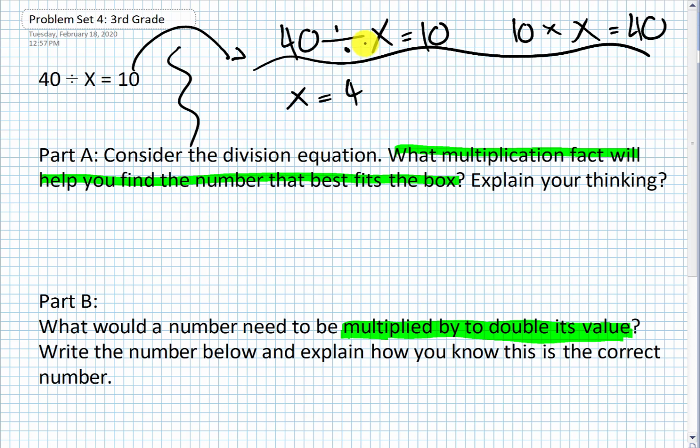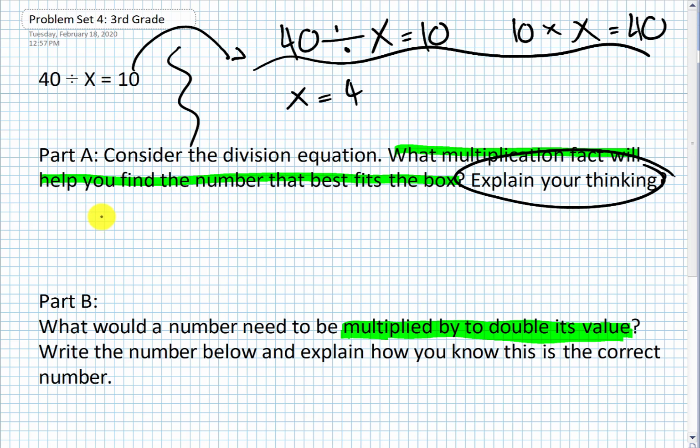And we can double check our answer to see if it makes sense. 40 divided by 4 does indeed equal 10. 10 times 4 does indeed equal 40. And when we're asked to explain our thinking, we can explain our thinking by demonstrating or by using the fact family. And just as a reminder, the fact family is a relationship between three numbers that involve multiplication and division.